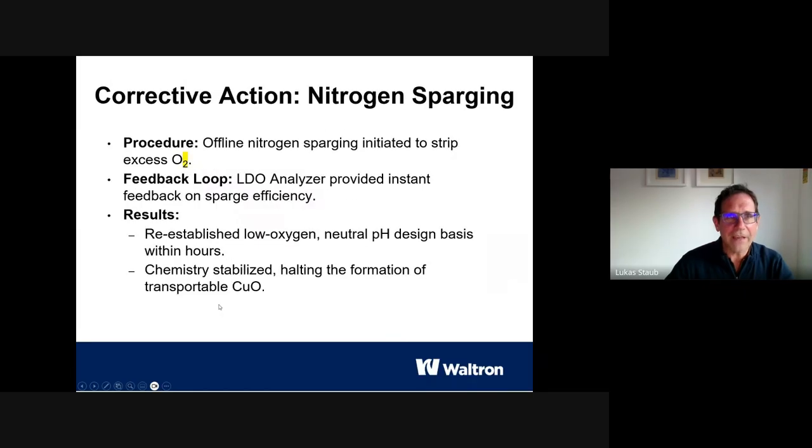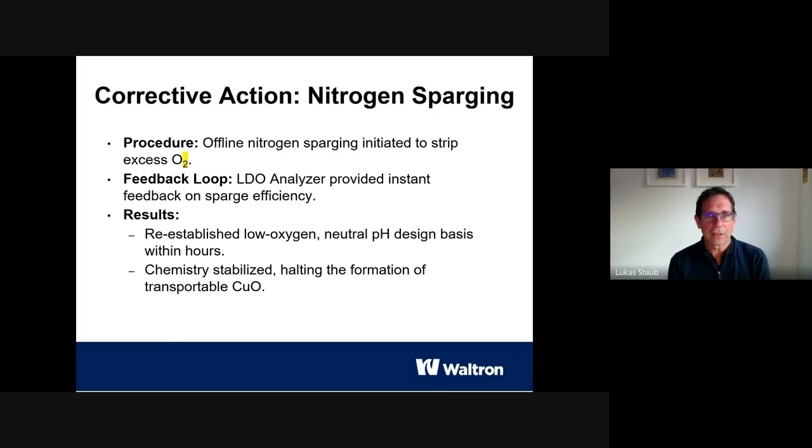So as corrective action, there was a procedure installed, an offline nitrogen sparging. This was initiated to strip the excess O2 to get back below those 20 ppb where we wanted to be. And then a feedback loop on the LDO analyzer provided instant feedback on that sparge efficiency, which was a good result to see with the LDO, seeing that oxygen level dropping down below the levels that we were actually requiring for this particular installation.